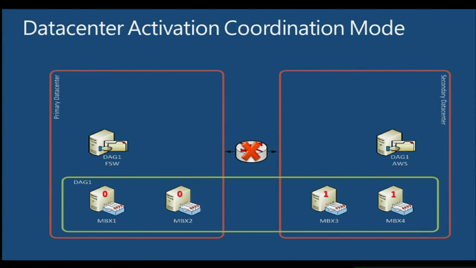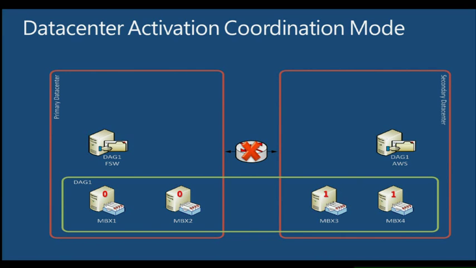So the rules say that if DAC mode is enabled, a starting DAG member can only mount its database if it can communicate with all other DAG members or if it can communicate with a DAG member that has a bit set to 1. In this scenario, we've got MBX1 and MBX2 that have started up. But they can't communicate with all DAG members. The WAN is down. And they can't communicate with another DAG member that has the bit set to 1. So their bit will stay at 0 and they will not mount databases.